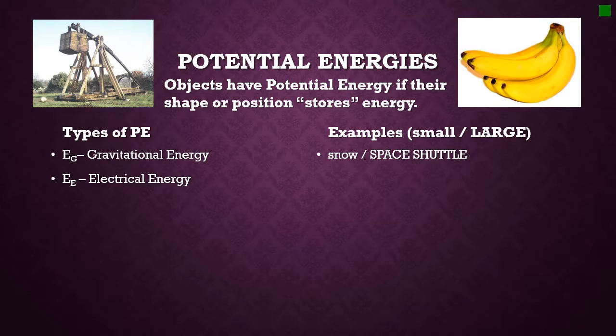The next type is electrical potential energy. Something you might think of is static electricity, and a small amount of electrical energy might be just a single electron that can transfer from one place to another. A high amount of electrical energy could be a high voltage power line.